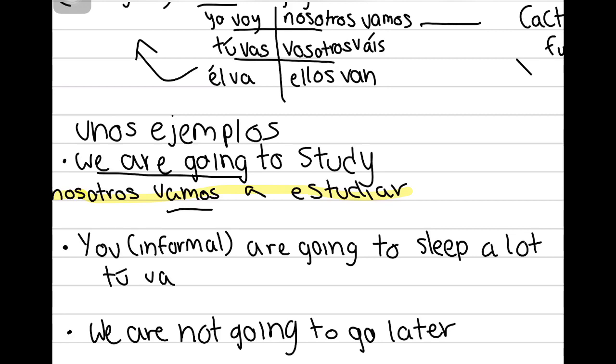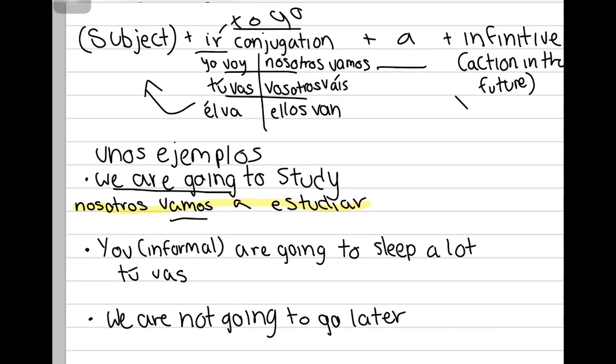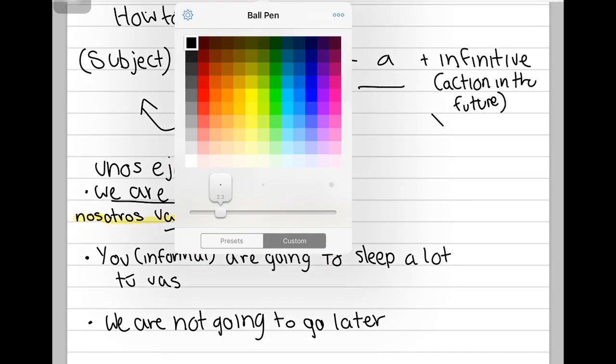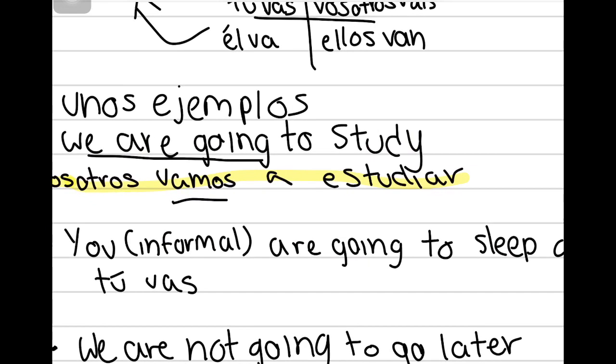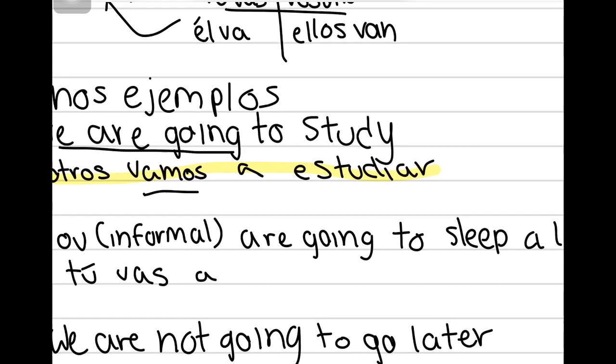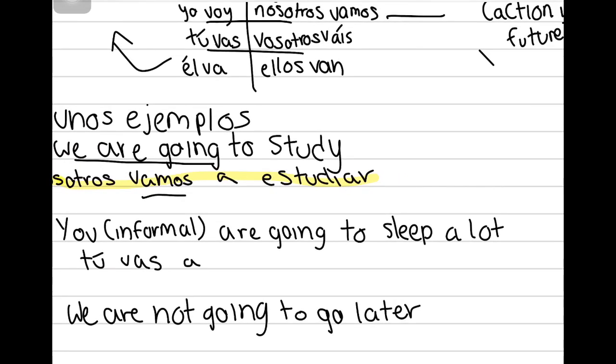So tú vas, going to, and you always need to put the a. This is really important. Never forget that. Tú vas a. And then what is the verb? What action are you doing? To sleep a lot. So dormir is how you say to sleep.